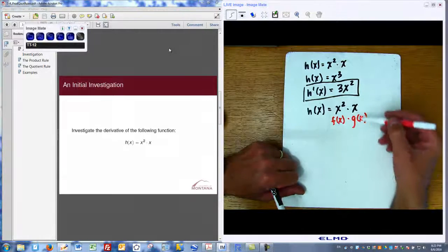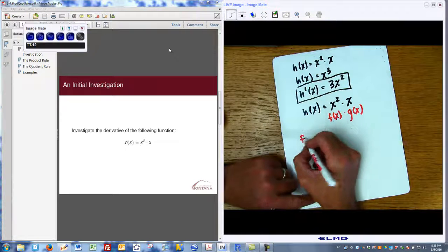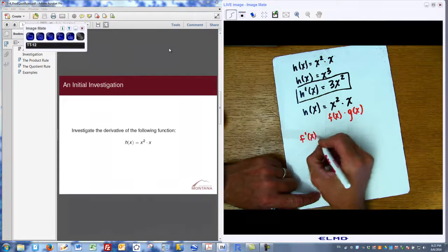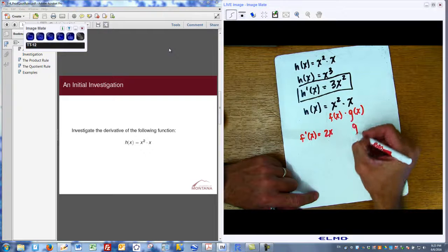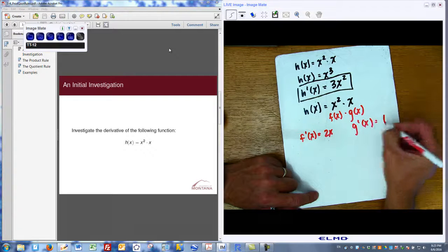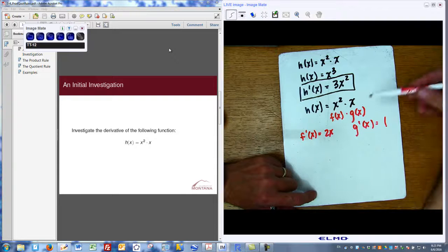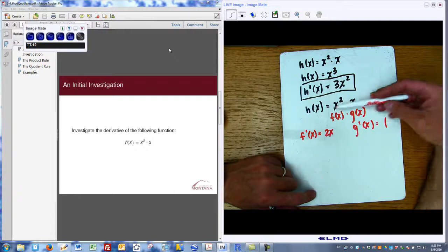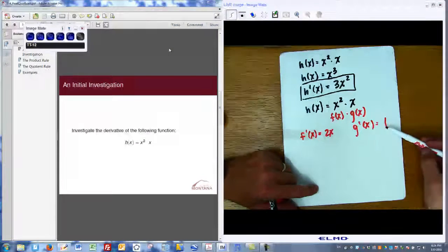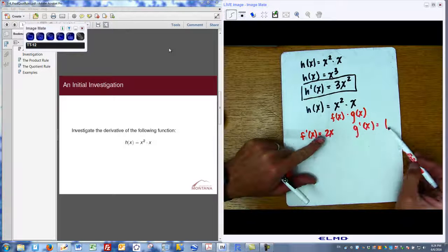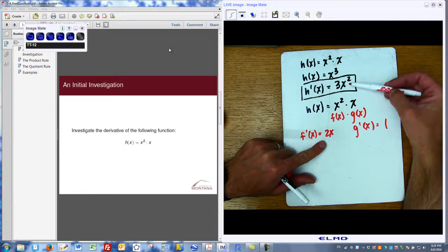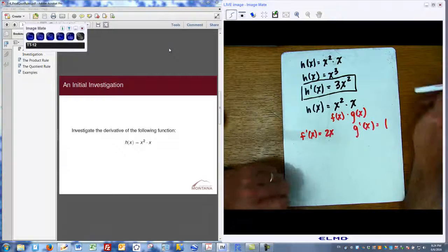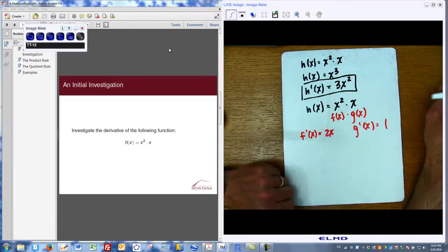So if I call this one f of x and this one g of x, then the first thing you should notice is that f prime of x is equal to 2x, and g prime of x is equal to 1. So right away, the derivative of a product of two functions is certainly not equal to the product of the derivatives, because multiplying the two derivatives gives 2x, and 2x isn't equal to 3x squared, which is what we believe this to be.